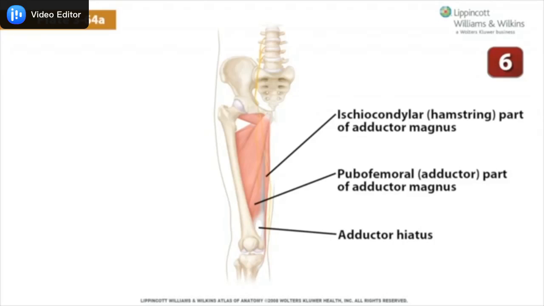To complicate matters further, however, note that the hamstring part of the adductor magnus is not really a hamstring muscle because its insertion tendon does not cross the knee, which is one of the qualifications necessary for a hamstring muscle. So we'll just refer to it as the ischiocondylar portion of the adductor magnus.